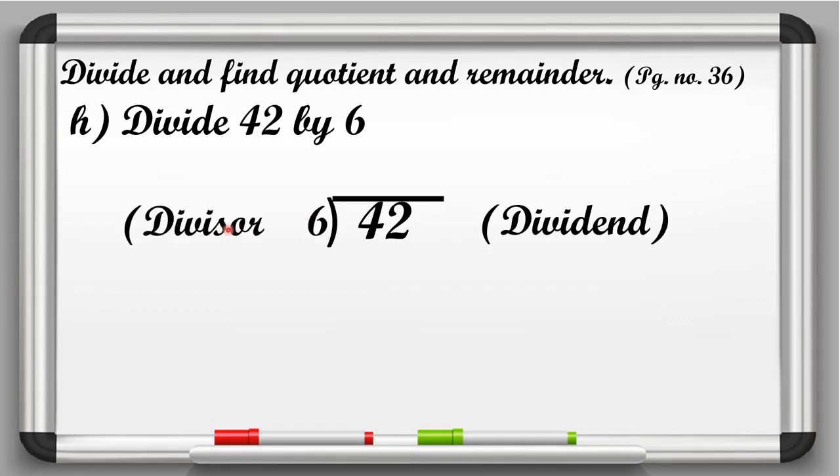Now we have to speak the table of 6. Okay, so let's start. 6 1s are 6, 6 2s are 12, 6 3s are 18, 6 4s are 24, 6 5s are 30, 6 6s are 36.